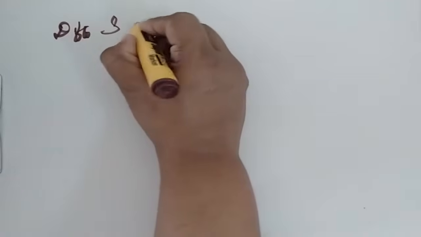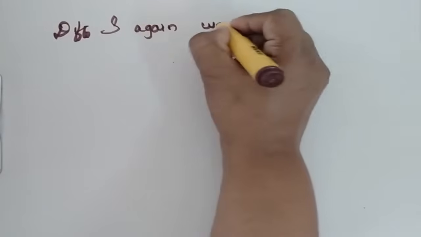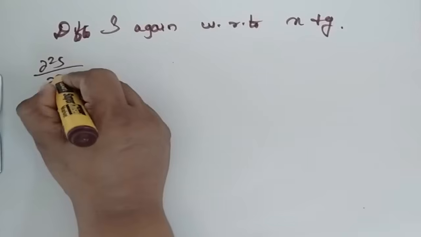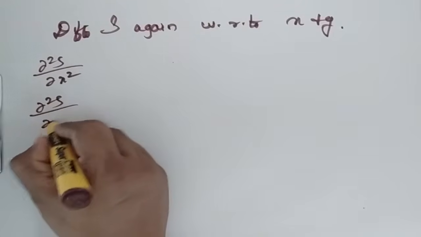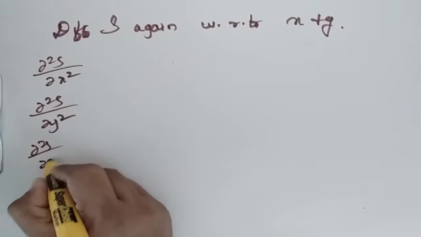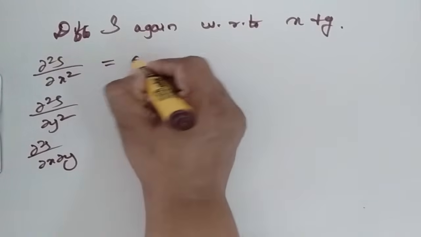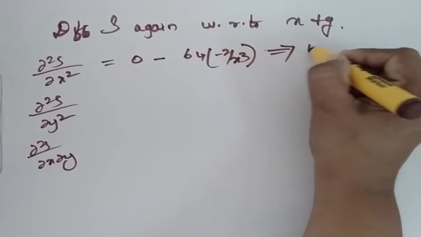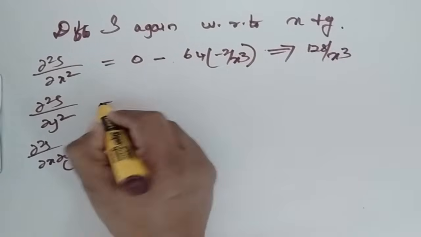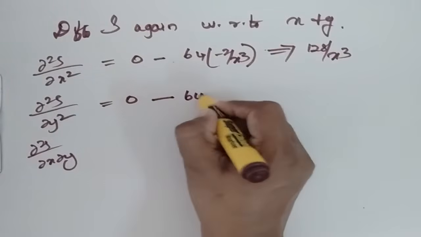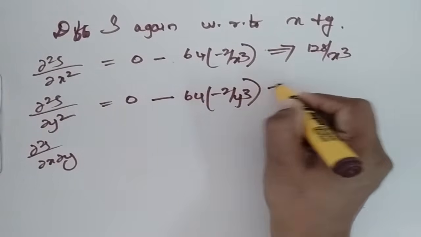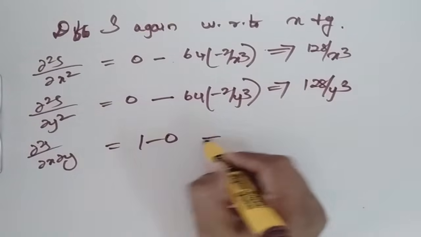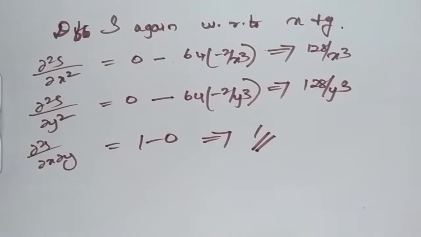Differentiate S again with respect to X and Y. Dou square S by dou X square is equal to 0 minus 64 into minus 2 by X cube, which gives 128 by X cube. Dou square S by dou Y square is equal to 0 minus 64 into minus 2 by Y cube, which is equal to 128 by Y cube. Dou square S by dou X dou Y is equal to 1 minus 0, which is equal to 1.